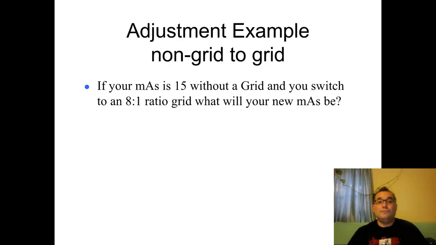So, for example, when going from a non-grid to a grid, it's fairly easy. If your mAs is 15 without a grid, and now you switch to an 8-to-1, what will your new mAs be? Well, this is where you have to remember your grid factors. You have to know that an 8-to-1 requires a 4 times increase in mAs. So that would say 15 times 4 would give us 60 mAs.